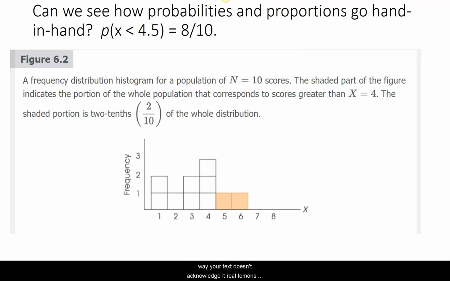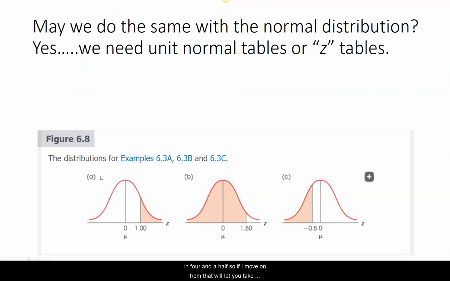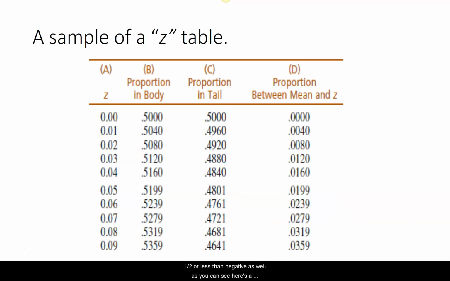By the way, your text doesn't acknowledge real limits there, but I think we should, so that's why I peppered in 4.5. So if I move on from that, let's take the entire normal distribution. May we do the same as we did right before the break with the normal distribution? And of course, yes, we need those unit normal tables or Z tables. And you can see here, and again, this is from your text, these particular Z scores of 1 or 1.5 or negative 0.5, and we're looking for the proportion that's shaded in. So I want to know what proportion of the normal curve is greater than a Z of 1, less than 1.5, or less than negative 0.5.